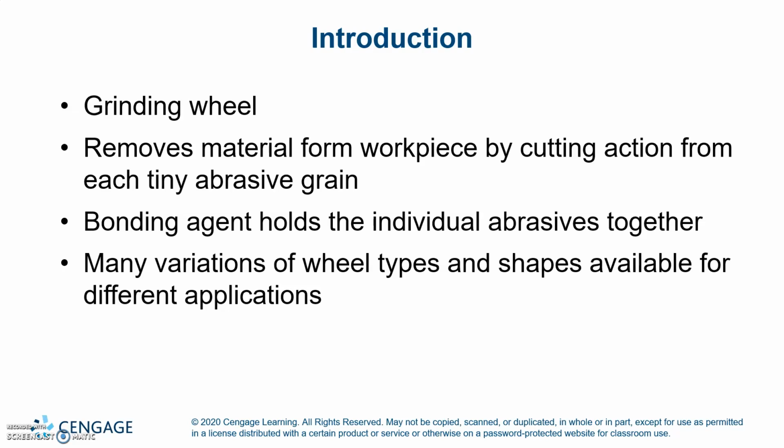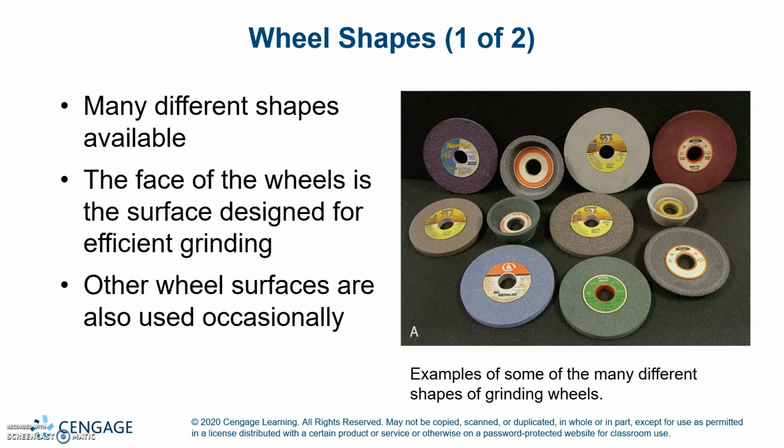A bonding agent holds the individual abrasives together, and many variations of wheel types and shapes are available for different applications. So, your wheel shapes: many different shapes are available. The face of the wheel is the surface designed for efficient grinding. Other wheel surfaces are also used occasionally. Examples of some of the many different shapes of grinding wheels are shown.